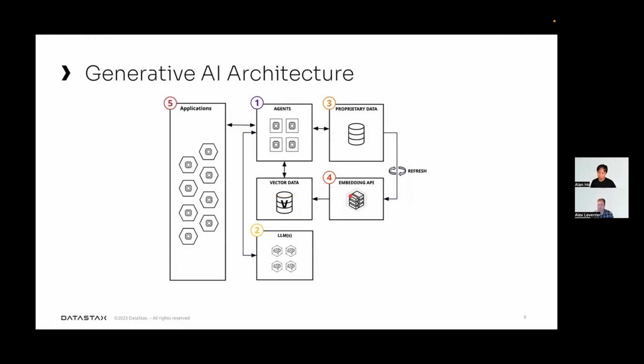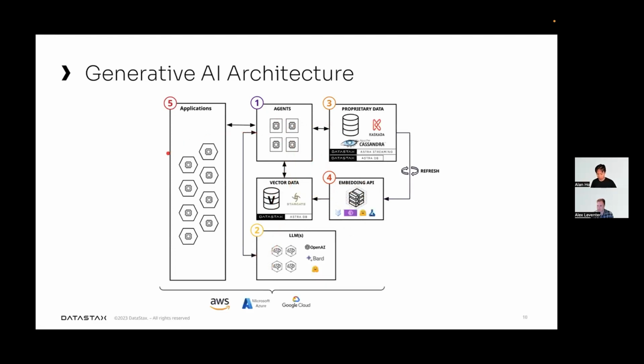Now, in order to deal with your unstructured data, you need to leverage what we call an embeddings API. This embeddings API takes unstructured data and turns it into the vectors that are needed so you can do the semantic search. And we'll get into more details on it later. And then last but not least, when the agent is executing, it calls these data sources and the LLM in order to return the result to the application.